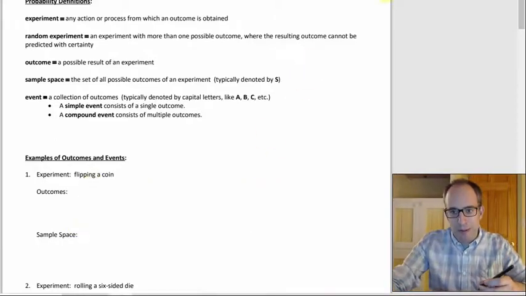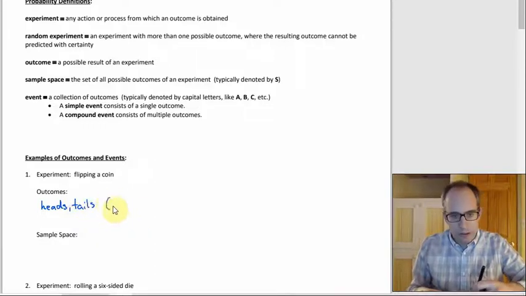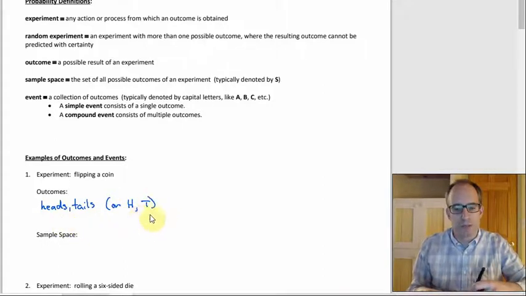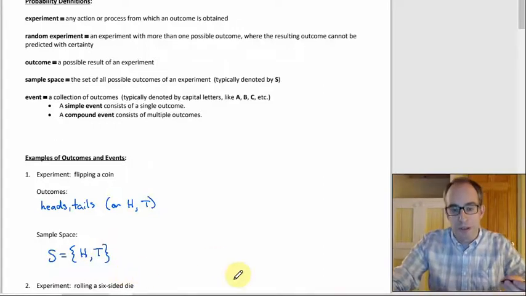So for your outcomes for flipping a coin, we're going to have heads and tails, or H and T. Because a lot of times this is written without words, just with some sort of symbol. And H and T seem like the most logical symbols for heads and tails. And then if you're going to write it with H and T, then the sample space S would just be the set consisting of H and T. Because your only options when you're flipping one coin would be either that you get heads or you get tails.